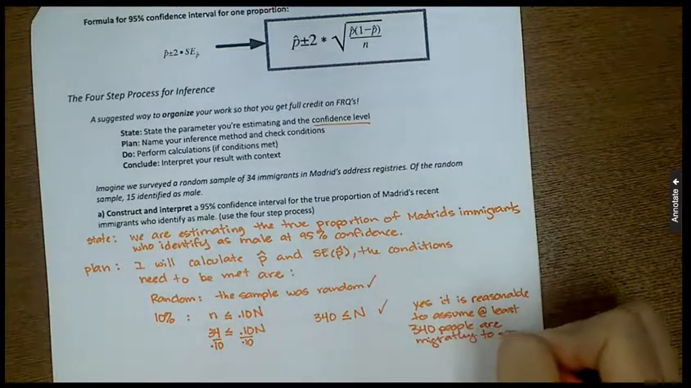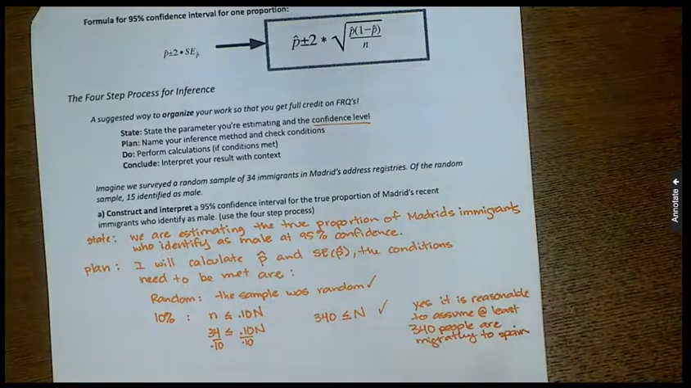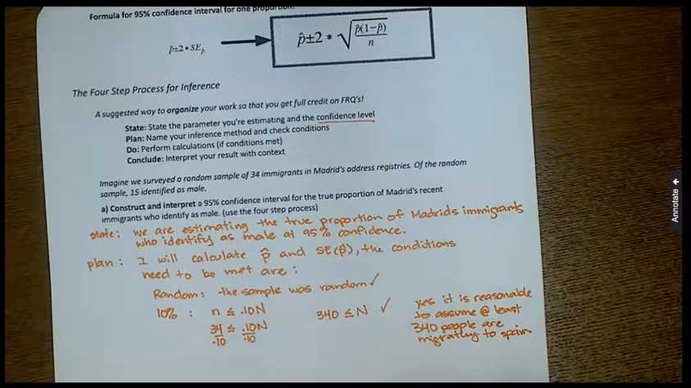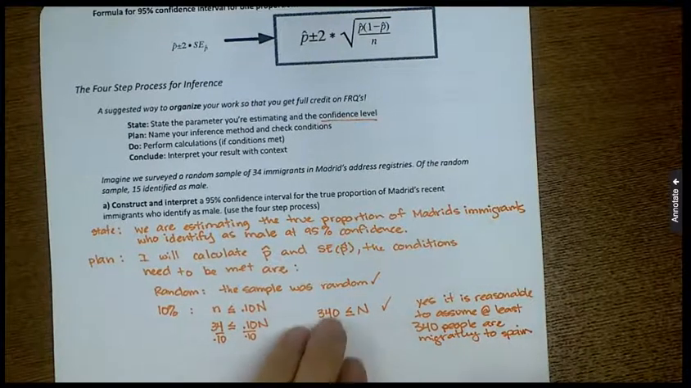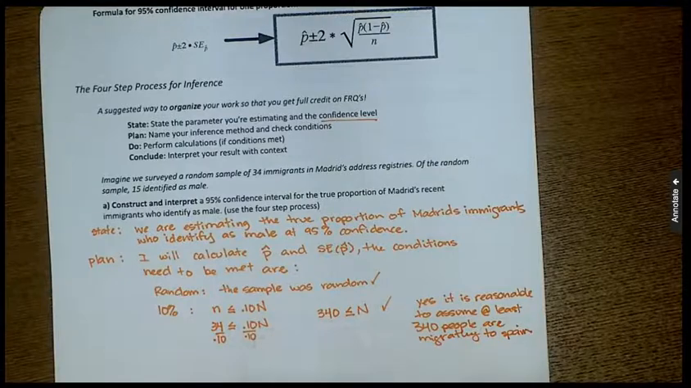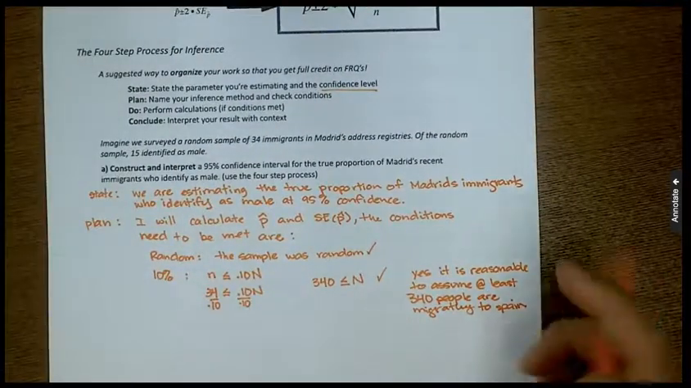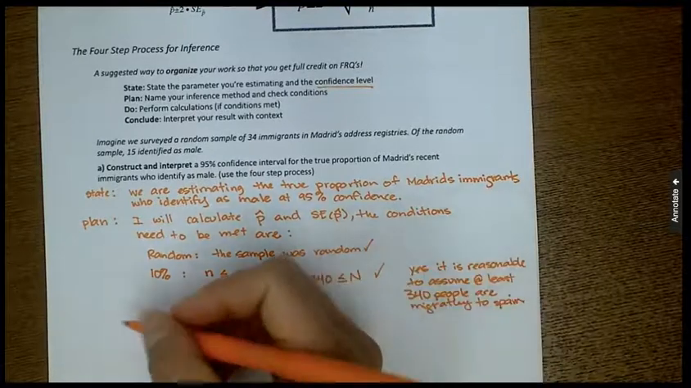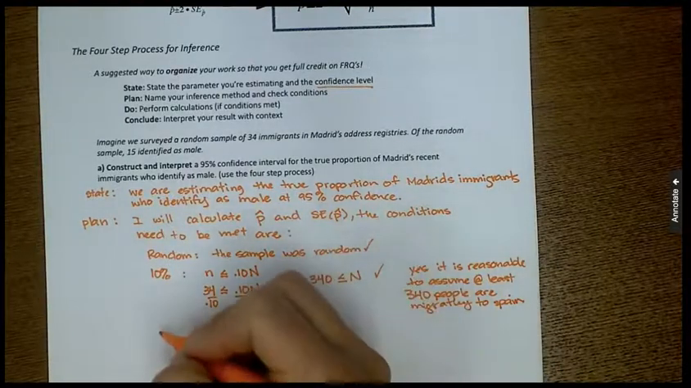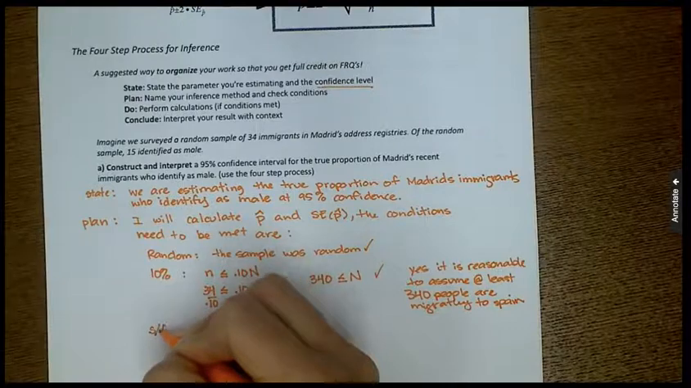And actually there's tens of thousands of people immigrating. So this is very, very much under, okay? To put it in perspective for you guys, thousands and thousands of people, okay? All right, and then the last one, which is the success failure condition.